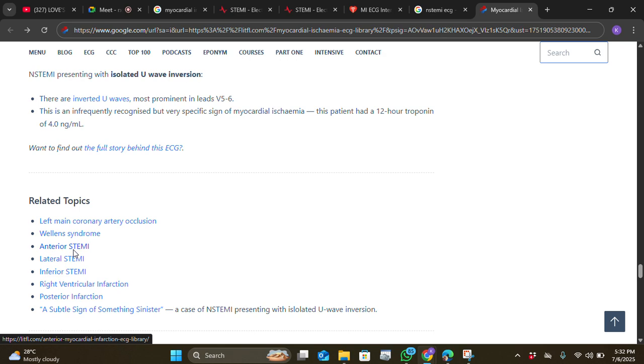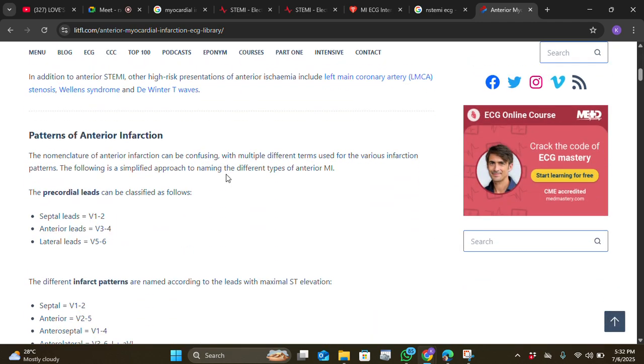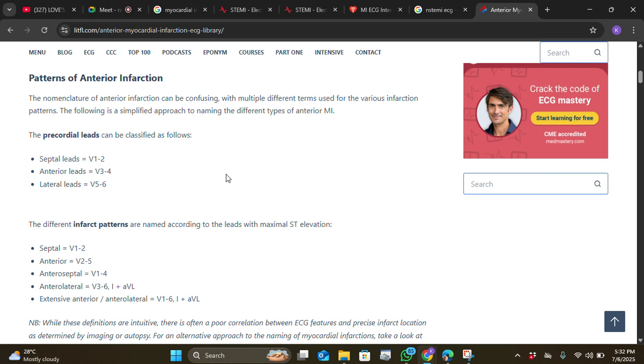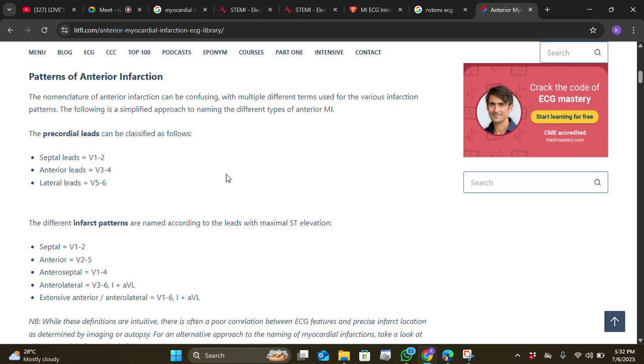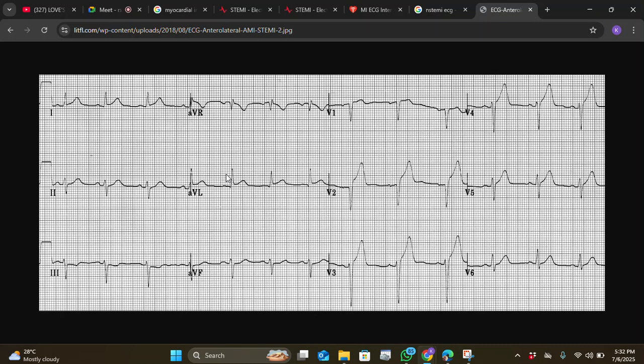Oh, anterior STEMI. Why did it give you people the answer already? Okay. Please identify where we have an elevation here. Lead 2, lead 1, AVL, I can see it in AVF too.